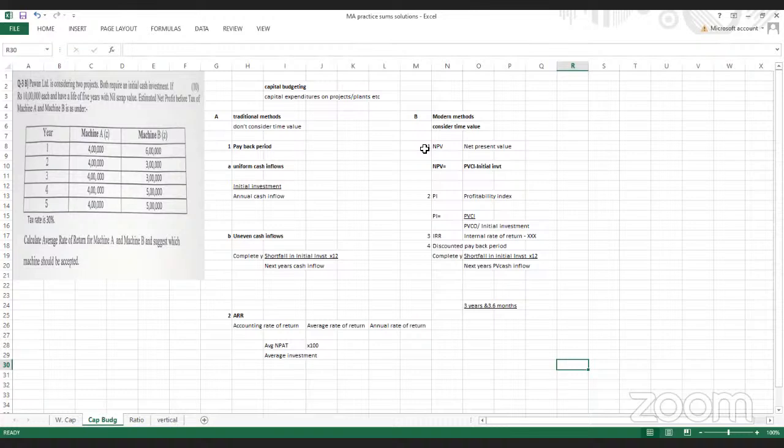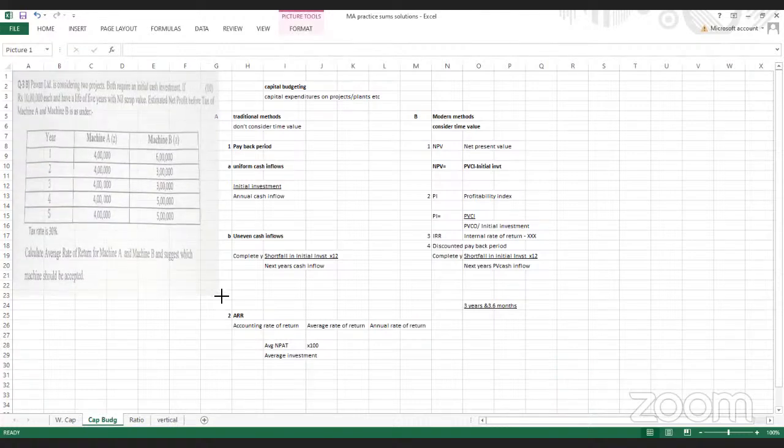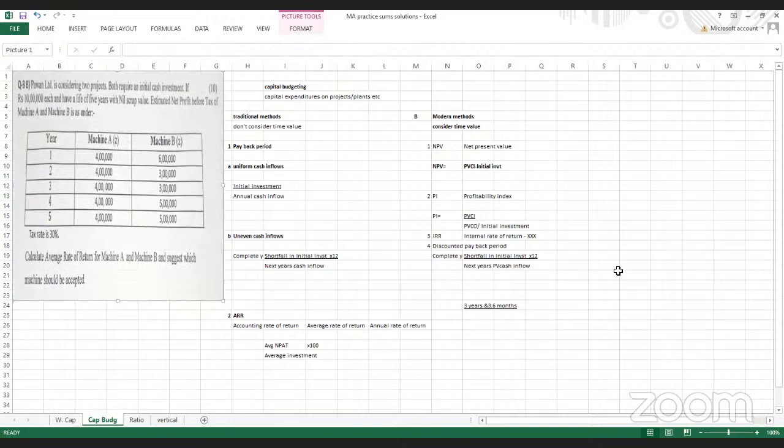And now I have taken one small sum which will cover our traditional method. Okay, so I'll just read this question. Students, please watch this video in full screen mode, so everything will be visible properly. Okay, so I'll read the sum.